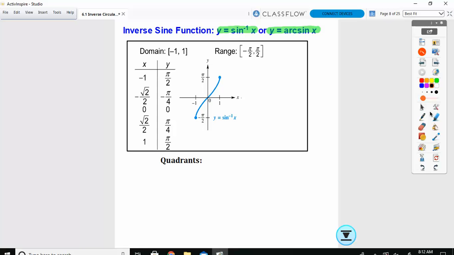The range, we have to take a restricted piece. If you think about sine, it's positive in 1 and 2. I need a quadrant where it's positive and one where it's negative. So I have to pick quadrant 1 and quadrant 4. Does that make sense? So what you really need to know when you have inverse sine in your problem, you are either in quadrant 1 or quadrant 4.